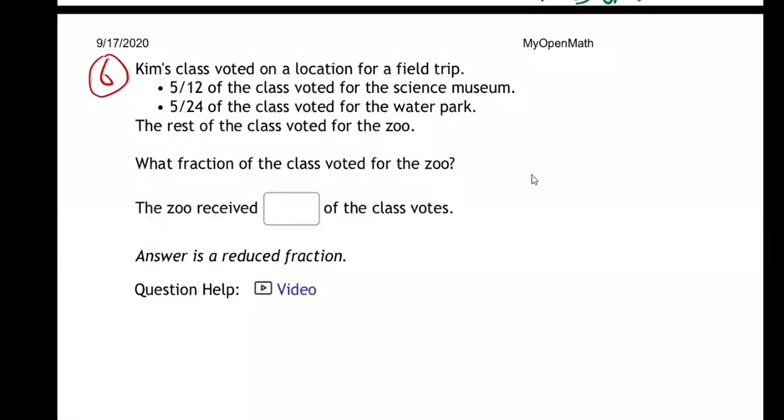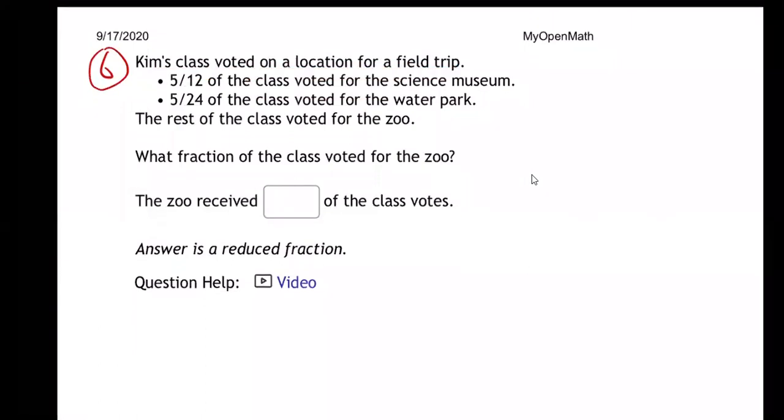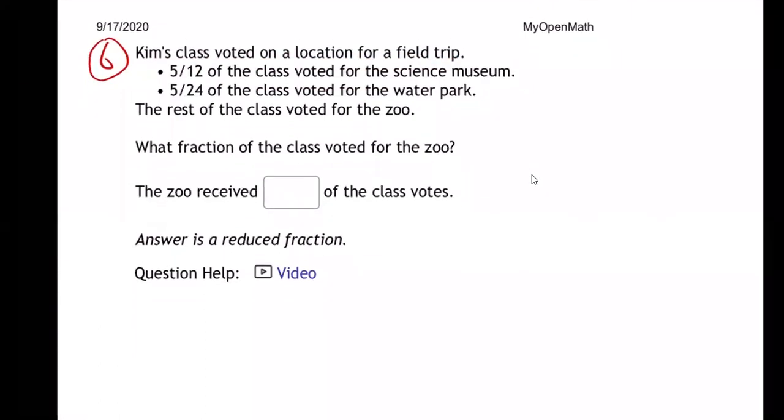Okay, so here we go. Kim's class voted on a location for a field trip. And 5/12 of the class voted for the science museum. 5/24 voted for the water park. The rest of the class voted for the zoo. What fraction of the class voted for the zoo?